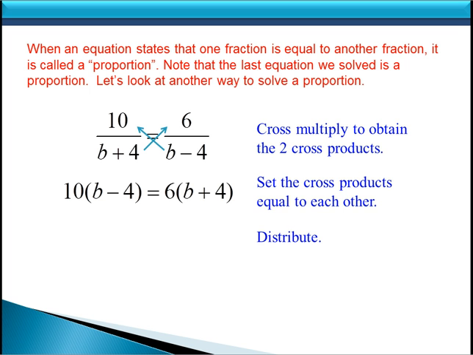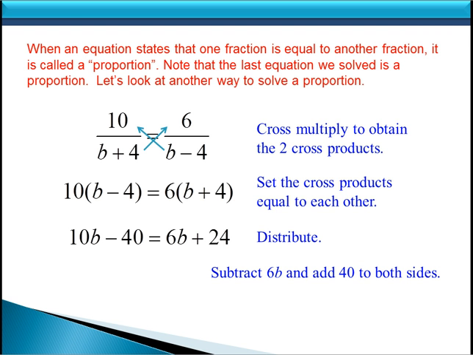If we distribute, we end up with 10b minus 40 equals 6b plus 24. And then we subtract 6b and add 40 to both sides, just like we did before, and divide by 4. So we end up with the same answer, but we do end up with one less step. So I just wanted to make sure that you saw another way to solve a proportion. And again, a proportion has just a single fraction on the left and a single fraction on the right, no other terms. So if you end up with a rational equation that's a simple proportion, you can use this method to solve it.